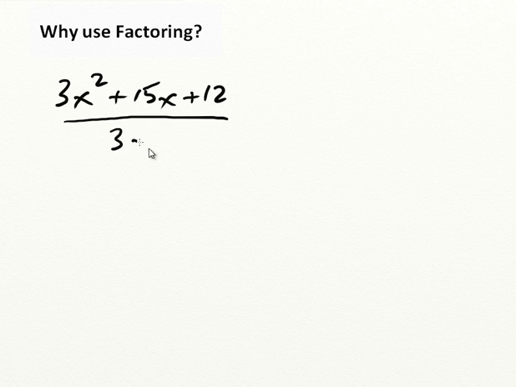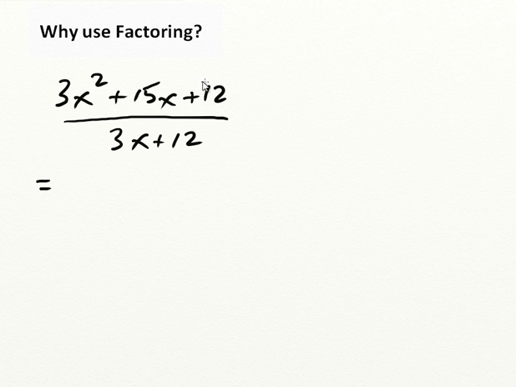So why use factoring? If we had a question, and we'll just put a quick one here, that looked like this: 3x squared plus 15x plus 12, and we said divide that by 3x plus 12, and tell me what that answer is. So if it just said simplify this, could you make this a little simpler? Some of you might come along and say, aha, it looks like we've got a 12 on the top and the bottom, and we've also got a 3x on the top and the bottom. So some of you might take this approach.